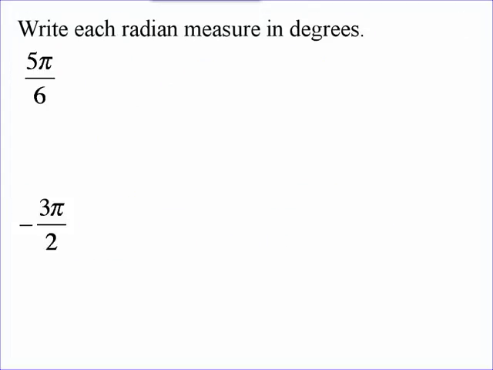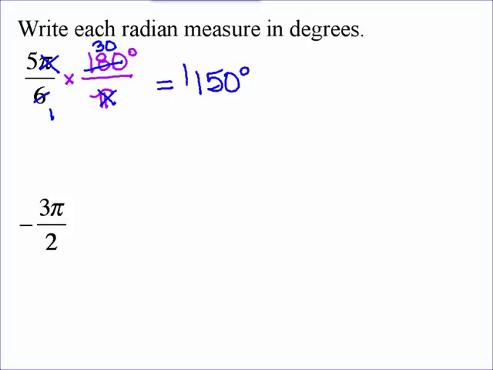Now if you look at this one, it says to write each radian measure in degrees. And so what I'm going to do is flip what I was doing. I need to cancel out the radians, so I'm going to multiply that by pi on the bottom, 180 degrees on the top. And if you notice, your pi's cancel. And so that leaves me with 5 times 180 degrees over 6. 6 goes into 180 30 times. So I end up with 5 times 30 degrees, which is 150 degrees. So that means that 150 degrees is the same measure as 5 pi over 6.